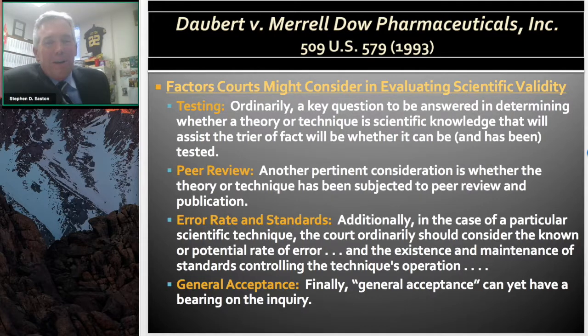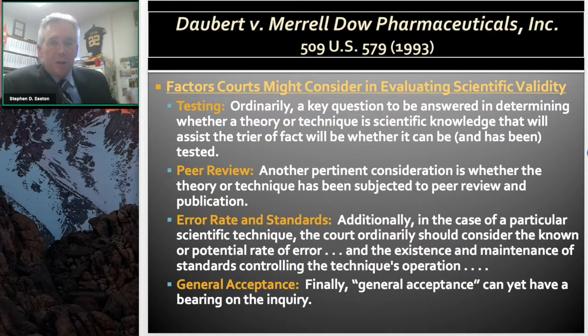All right, so what did the Supreme Court list first? Testing. That makes sense if we're talking about scientific validity. I mean, that's how scientists determine the validity of something. You develop a theory and test it. So it makes sense that's near the top of the list.